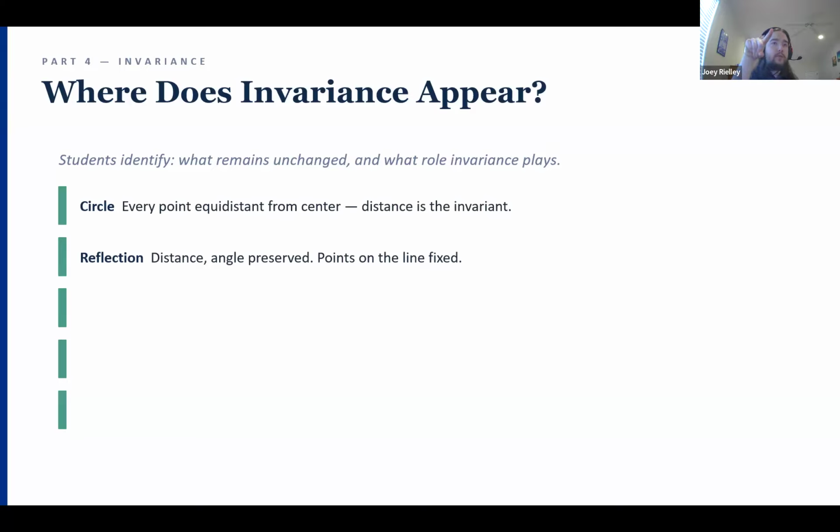I do want to talk about the circle. Every point is equidistant from the center. Distance is the invariant. Is it? It feels weird to me to say distance is the invariant when really it's the fact that distance is the same that is invariant or invariable. Distance is the same as invariable.